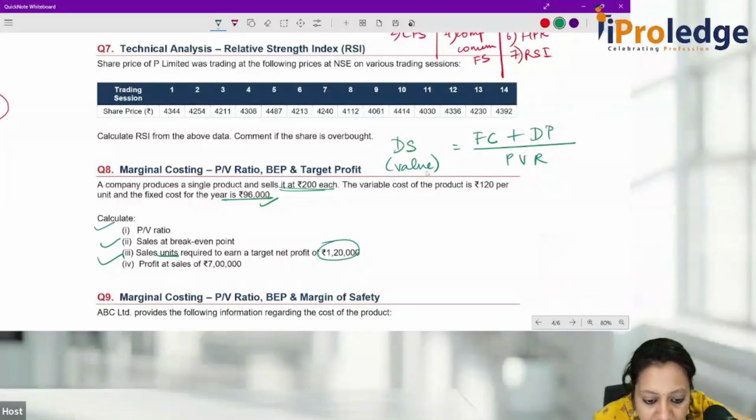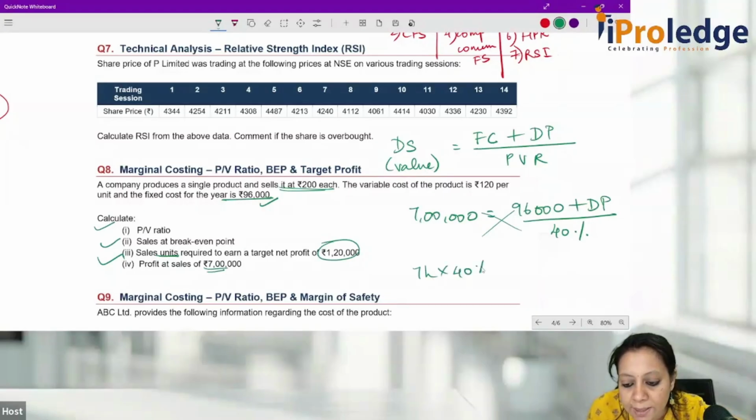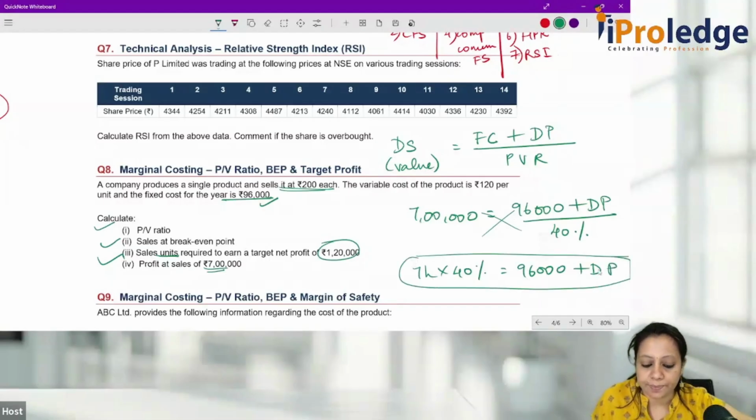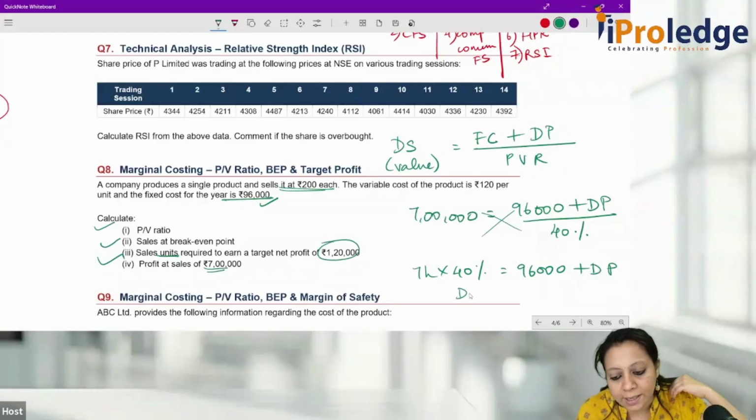Okay, desired sales value they have given in the question. The sales is 7 lakhs. So I will substitute the LHS, 7 lakhs, is equal to fixed cost, 96,000, plus desired profit, as it is, divided by PVR. Just now we found out it was 40 percentage. So when we cross multiply, what will happen? 7 lakhs into 40 percentage is equal to 96,000 plus desired profit. So in that case, 2,80,000 minus 96,000. So 1,84,000 is the desired profit.